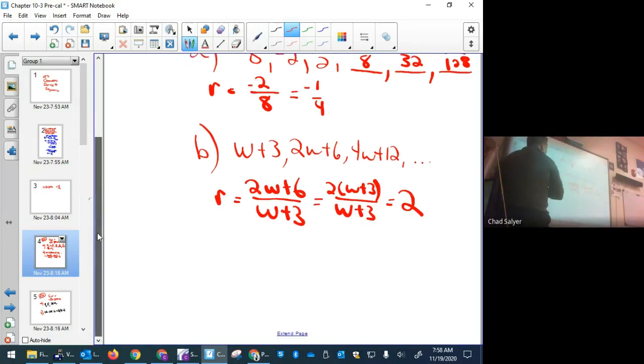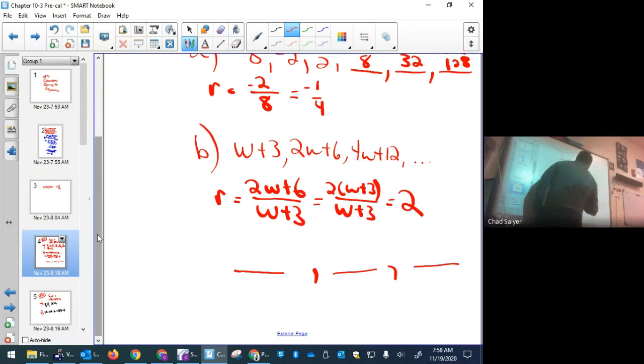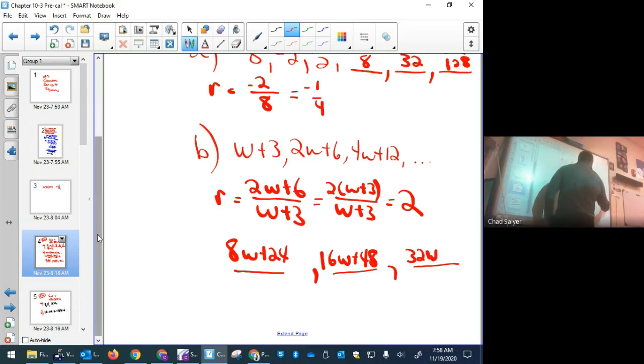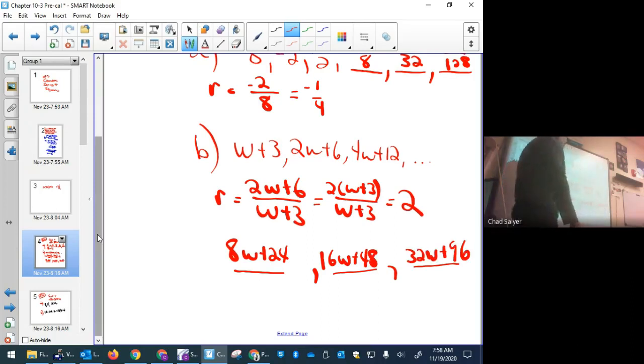Finding the next three terms, right? I just multiply by 2. So that's 8w plus 24, 16w plus 48, and 32w plus 96. So the common ratio in this case equals 2. And sequence terms don't have to be real numbers. They can be algebraic expressions like this. Might be the first time I've thrown something like that at you. But it is an option.